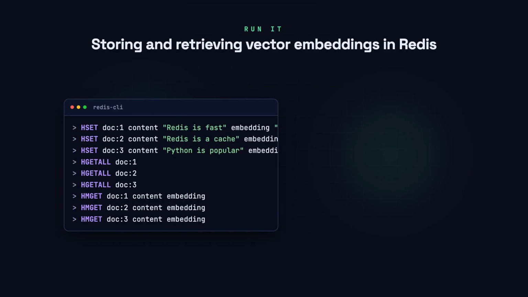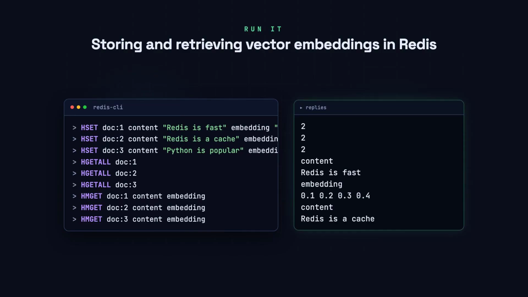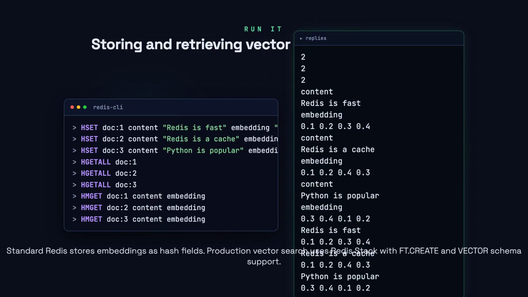We store 3 documents as hashes, each with a content field and an embedding field holding a 4-dimensional vector as a space-separated string. We then retrieve all fields and selectively fetch the content and embedding from each document, showing how Redis acts as a vector store even without the search module.